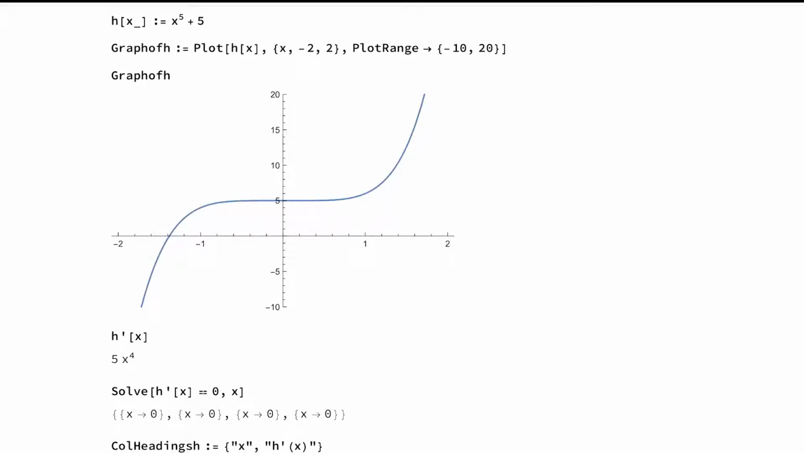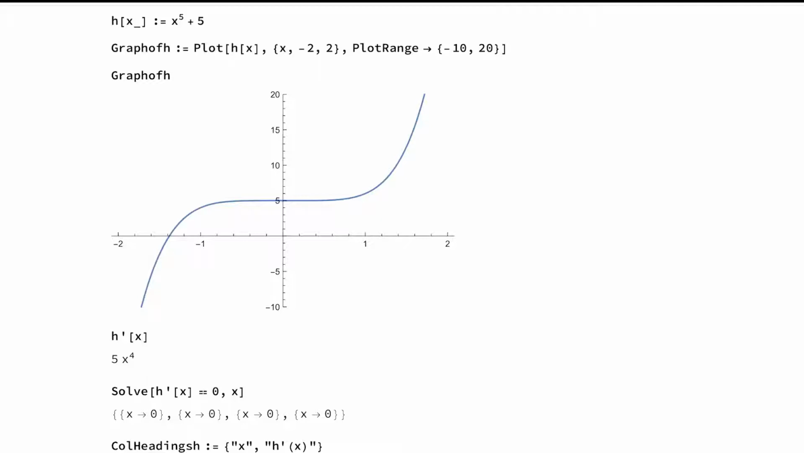Our next example is a function h of x that is x to the fifth plus 5. So this is, again, another polynomial. X to the fifth is a power function that looks just like x cubed and x to the seventh, and x to an odd positive integer power. This one, with the plus 5, has been shifted up 5 units, so it has the same basic shape as our old friend x cubed, shifted up 5 units.